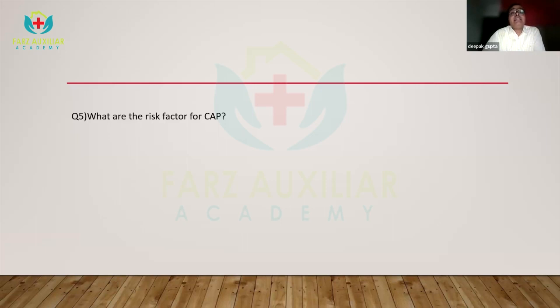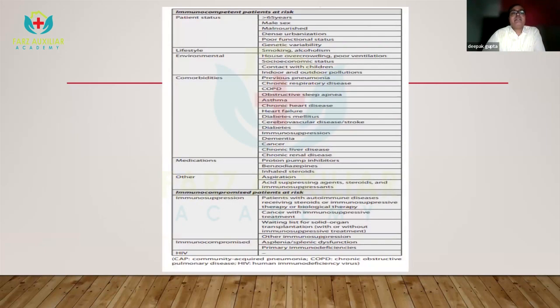There is a list of risk factors which can cause community-acquired pneumonia. You can see lifestyle, environmental, comorbidities, medications, immunocompromised patients. So this is a general question which I had put. There are many risk factors which can cause community-acquired pneumonia.